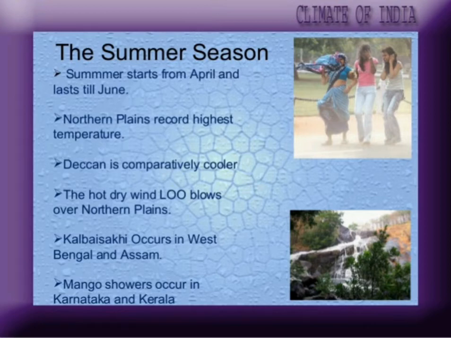Temperature in Gujarat and Madhya Pradesh is recorded around 42 degrees Celsius in the month of April. In May, northwestern parts of the country experience temperatures around 45 degrees. Due to the moderating influence of the oceans, temperature remains lower in peninsular India.